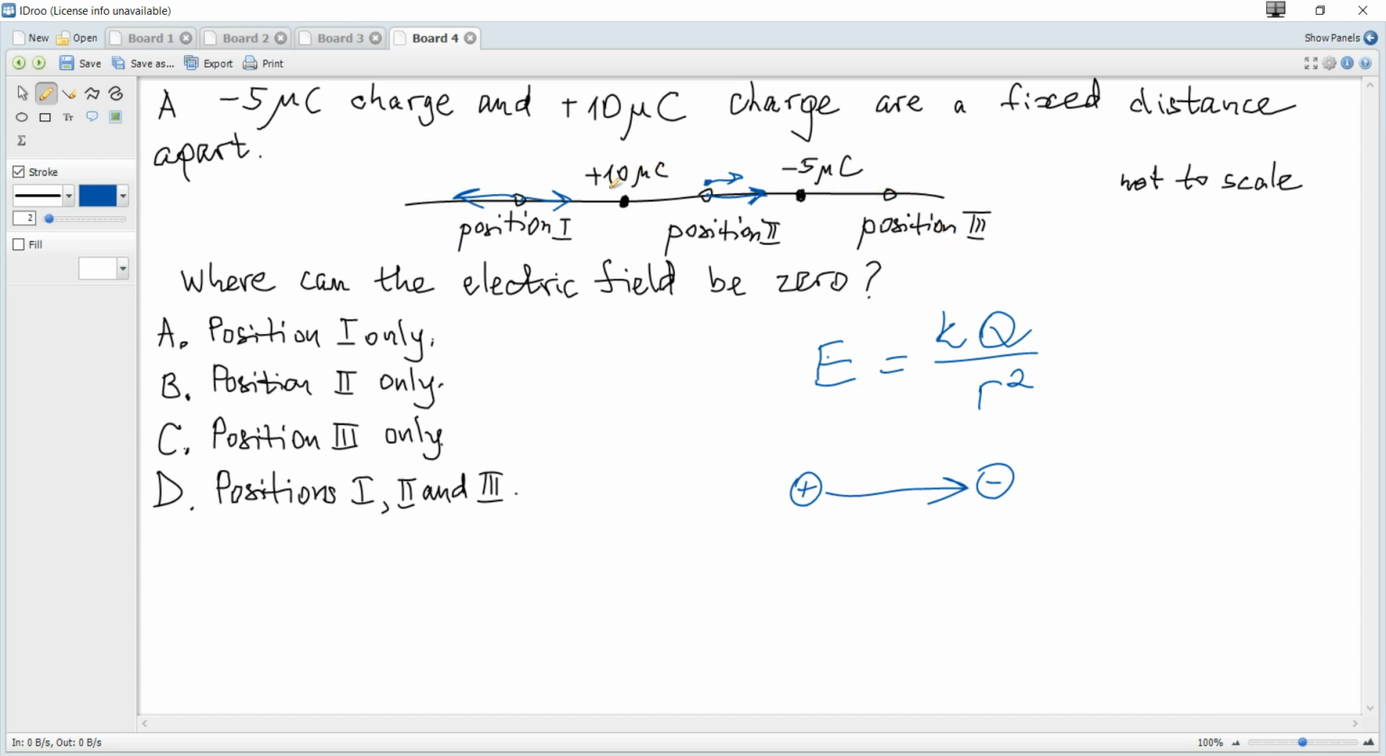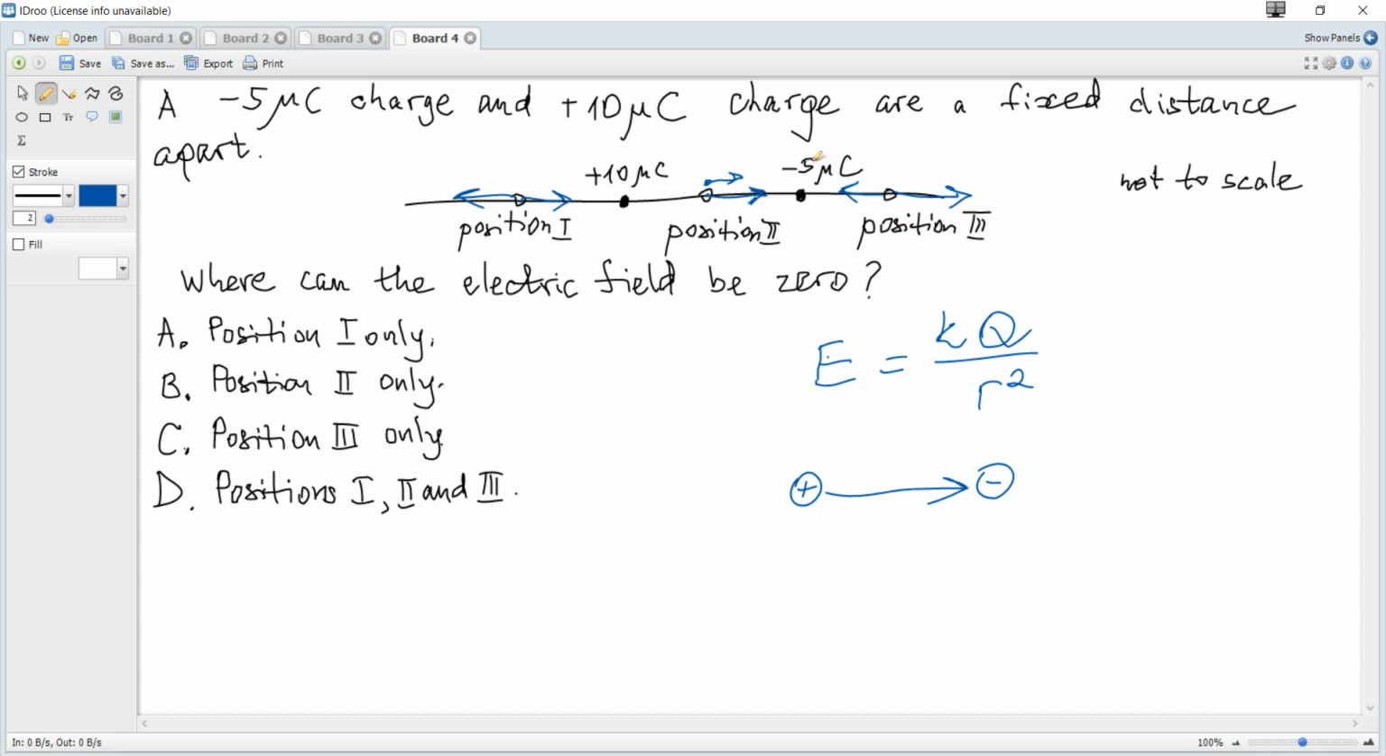And let's consider position 3. Field produced by plus 10 is directed to the right, and field produced by -5 is directed to minus, so it is directed to the left. And since they are in opposite directions, let's consider magnitudes.